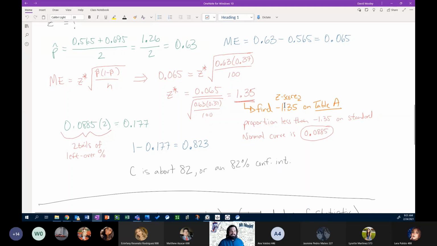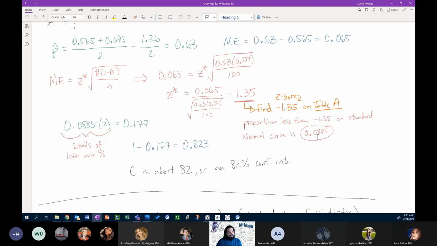We then find the z-score on table A of negative 1.35, because that'll give us the proportion that is left on the two tails when we look at the negative z-score. Right, on table A, and I closed that. So when we do that, the proportion less than negative 1.35 on the standard normal curve from table A is 0.0885.